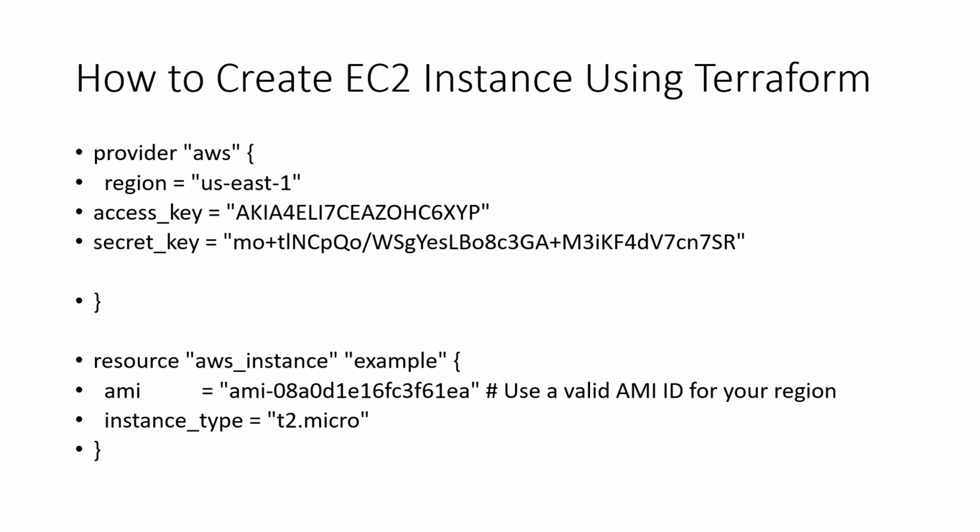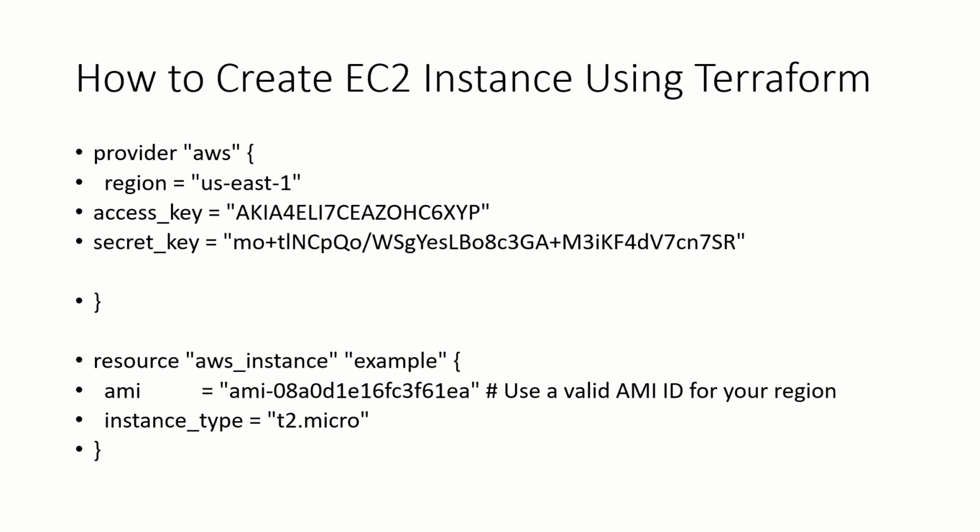Inside the provider, you have to provide the region in which your AWS account is currently active. And then you have to provide the access key and the secret key so that you can connect with AWS directly through this Terraform file. There are different ways to provide your access key and secret key using a Terraform file, but in this video we are going to directly use the access key and the secret key in the file itself. This is not the best practice, but yeah, we are going to use it.